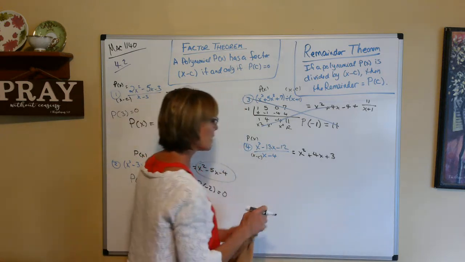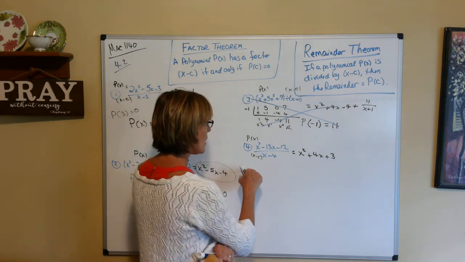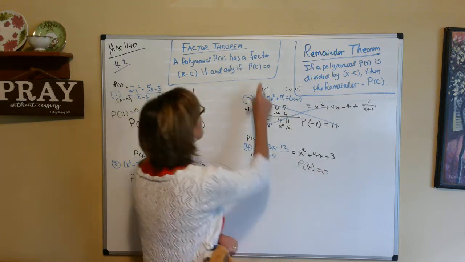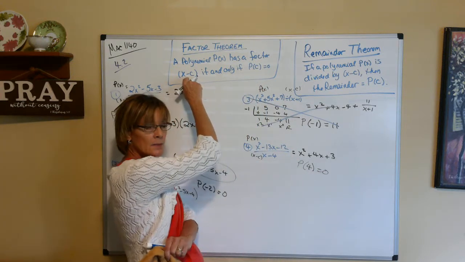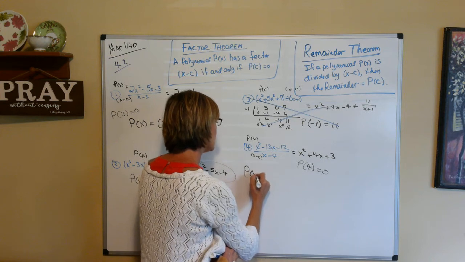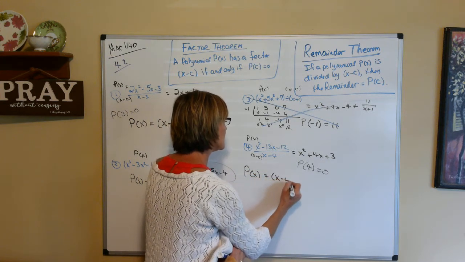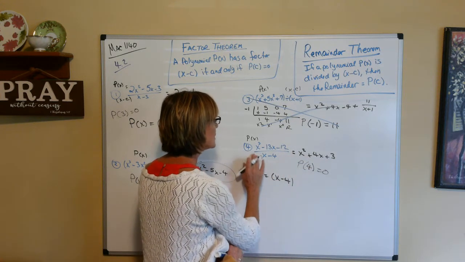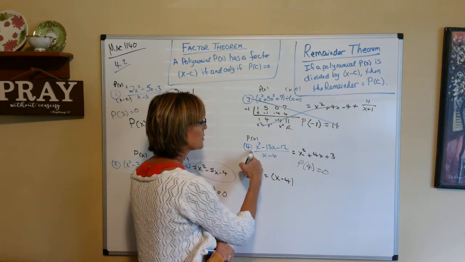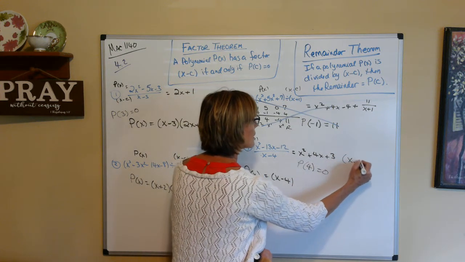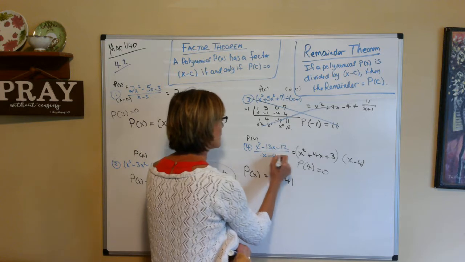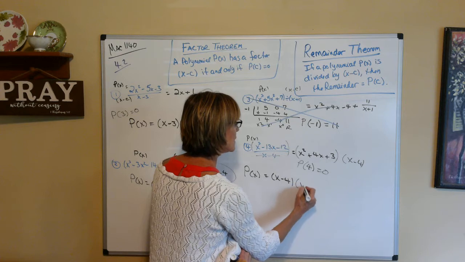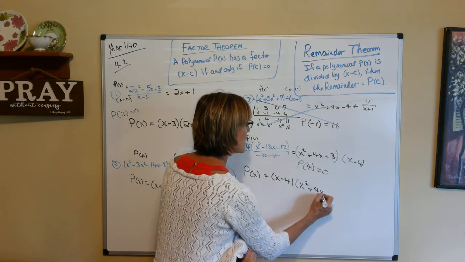All right, so we found out that P of 4 equals 0. Then that means there's a factor x minus c. So P of x, in this case, can be rewritten as x minus 4 times whatever we got there. If that's hard to see, look at this. What if you simply multiply both sides of this by x minus 4? This is what P of x equals: x minus 4 times x squared plus 4x plus 3.